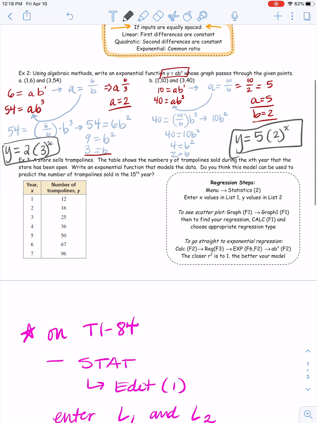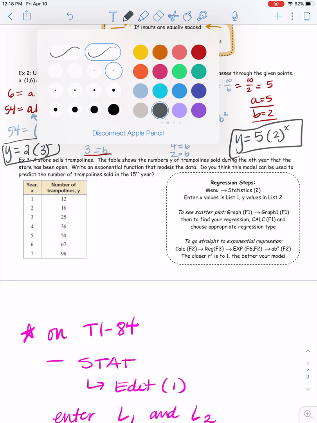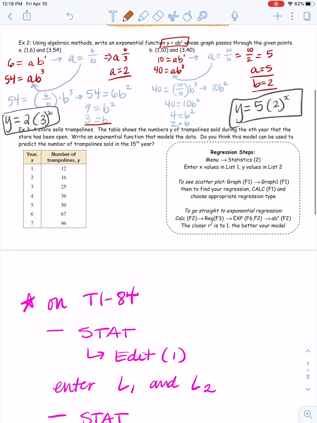And then our last part of the notes here, this was a really quick lesson, was using our calculator. Okay, so we've done regression with quadratic data before. Remember, we went to menu and we're going to arrow over to statistics, which is option 2. We're going to enter in all those x values into list 1 and all those y values into list 2. Notice I give you a table here.